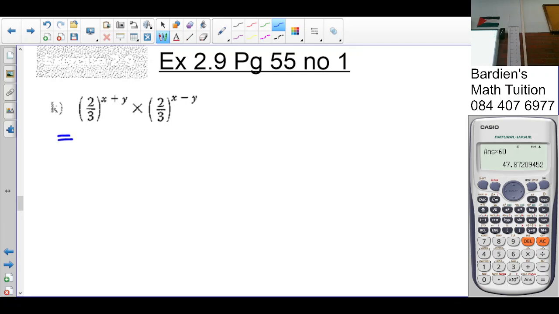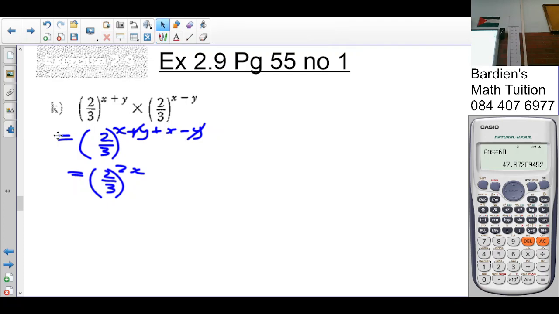People, what do you notice here? The bases are the same. If bases are the same and I'm multiplying, what do you do with the exponents? Add. So it's 2 over 3 raised to the x plus 1 plus x minus 1. It's 2 over 3 raised to the 2x. This is 2 over 3 raised to 2x, or 2 squared, which is 4 over 3 squared is 9. 4 over 9 raised to x is also the same thing.